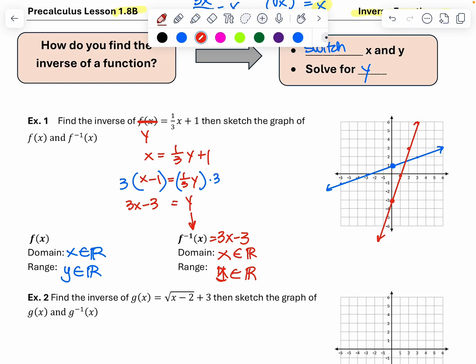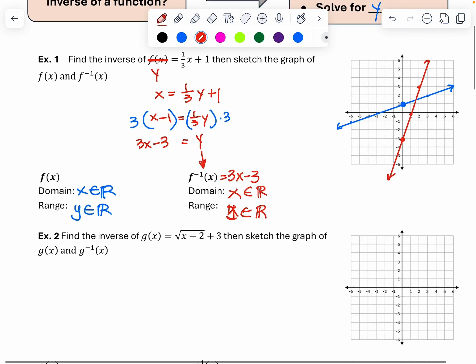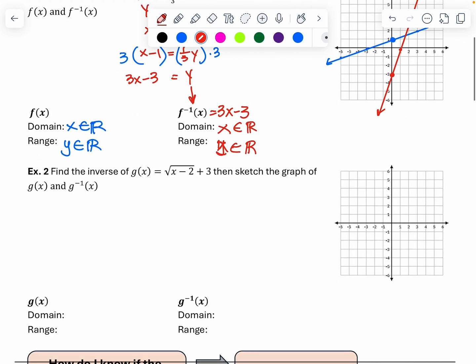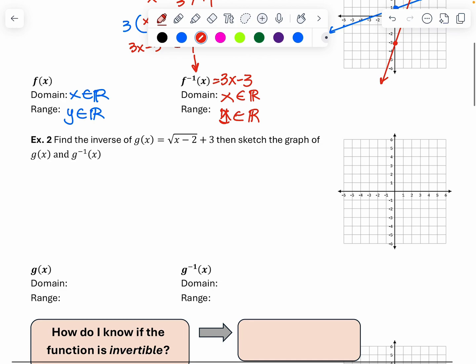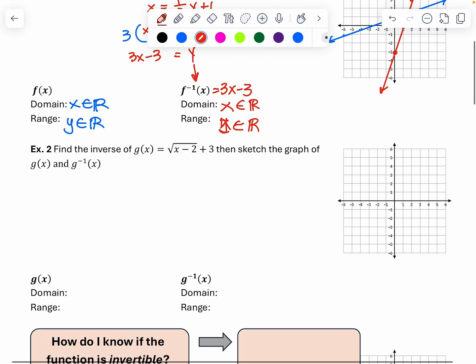All right, so pretty easy. How do we find an inverse? Switch x and y and solve for y. Well, you know, it's got to be a little bit more complicated than that. So we are going to go to a little bit more complicated function.